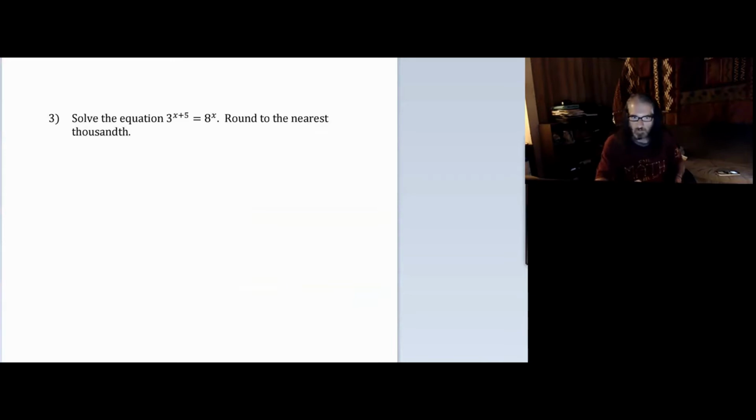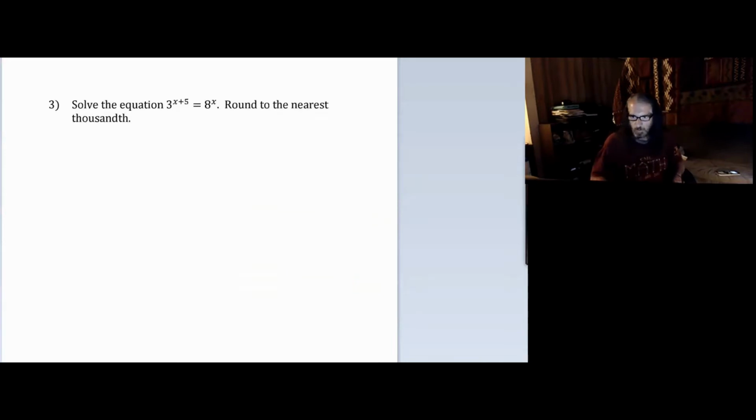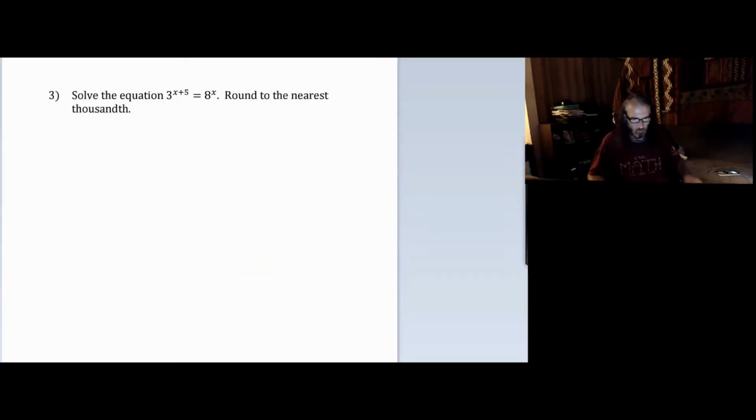Here's the kind of example I was talking about. What are we going to do if we try to use option 2? So let me first do this by option 1. Take the natural log of both sides.